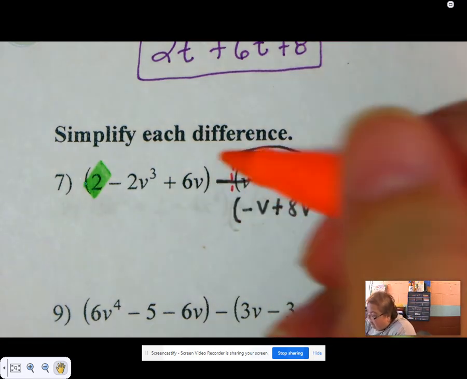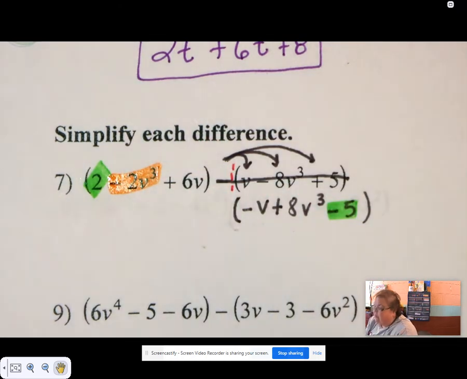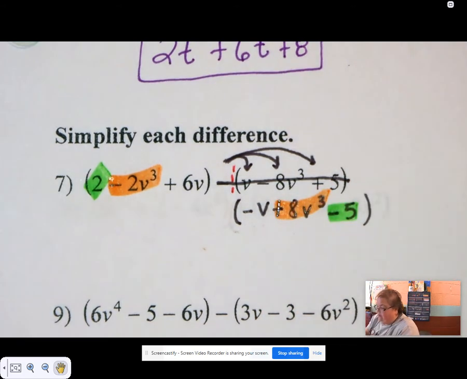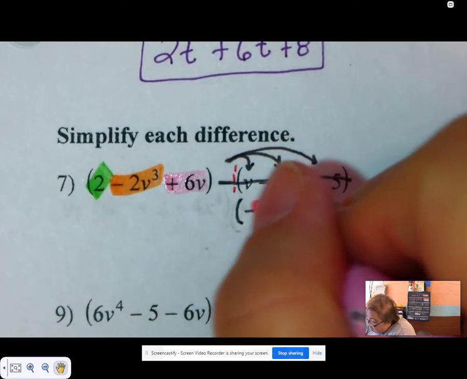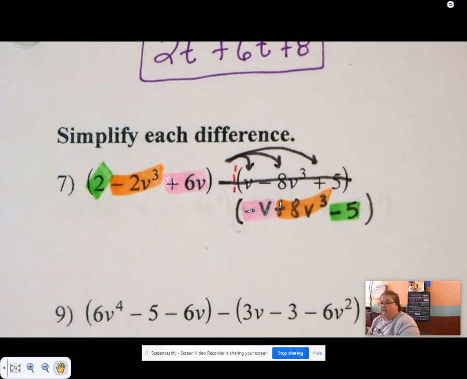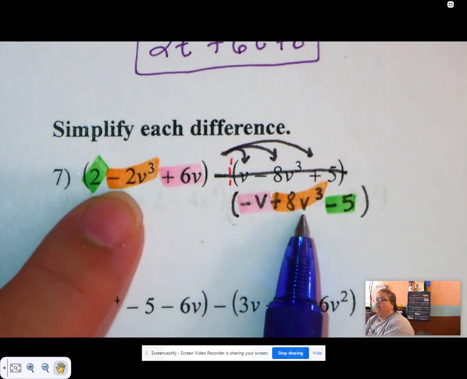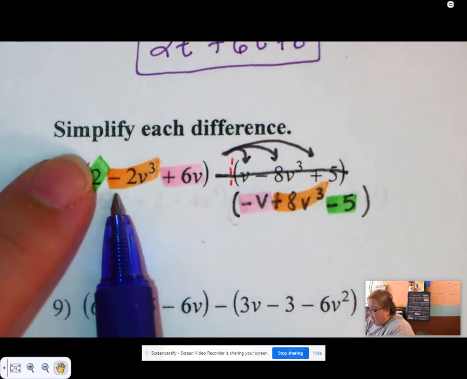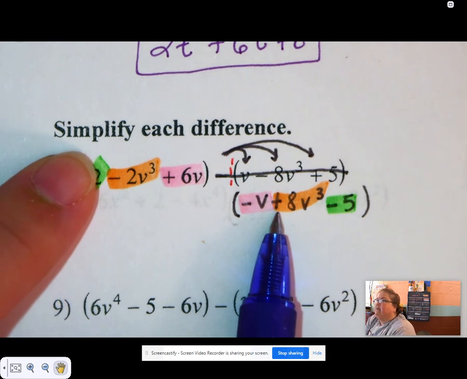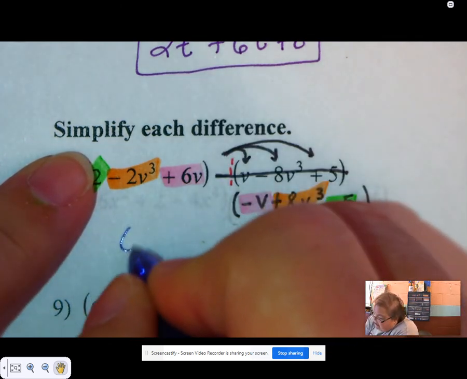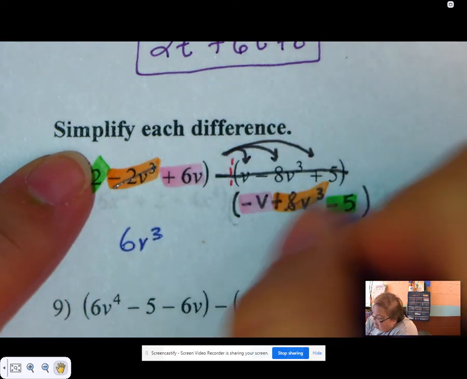Now, I have a negative 2v cubed. What's its like term? Positive 8v cubed. And then I have a 6v, and its partner is negative 1v. Very good. Negative v. And then I just follow what it tells me to do with the operation. So I am going to start with my v cubed because I only want to write this one once. What is negative 2 plus 8? 6. Keep the v cubed. There we go.